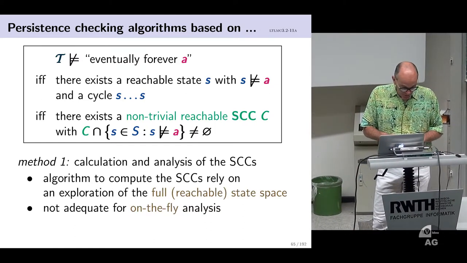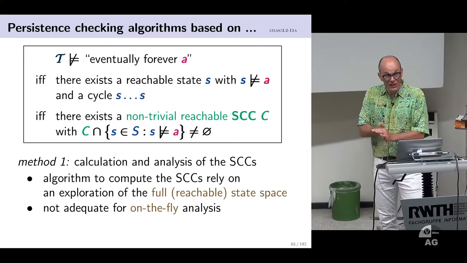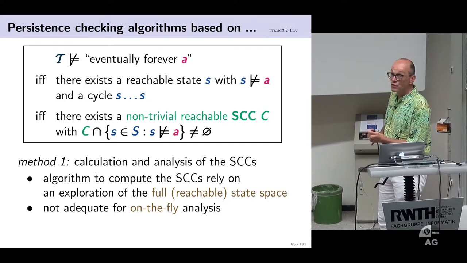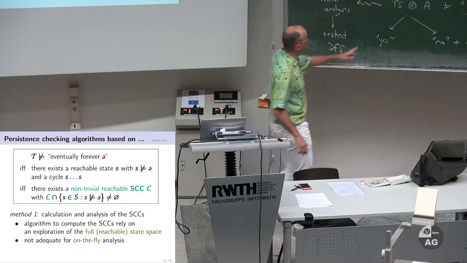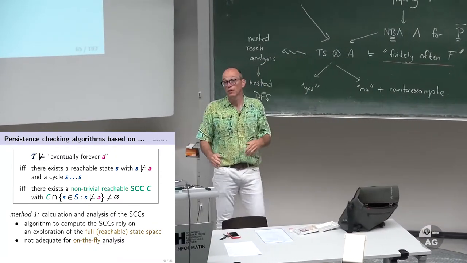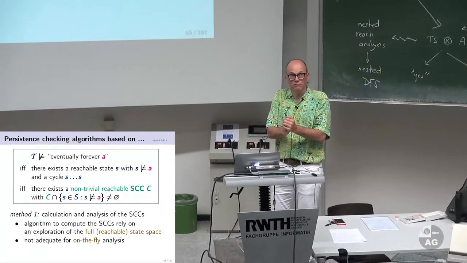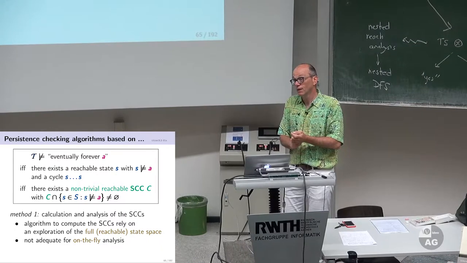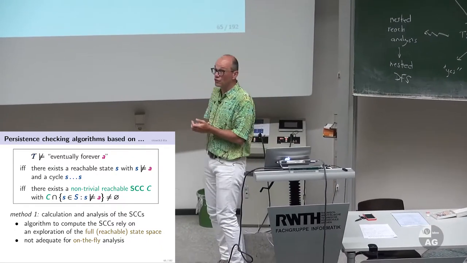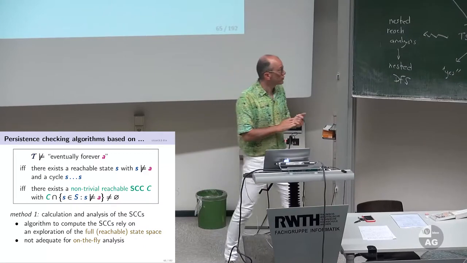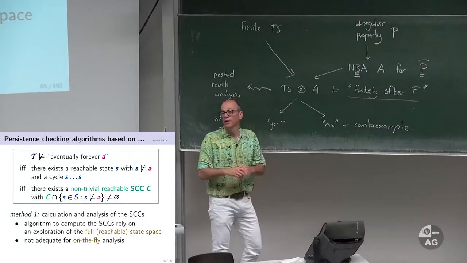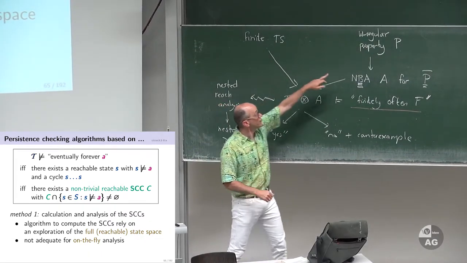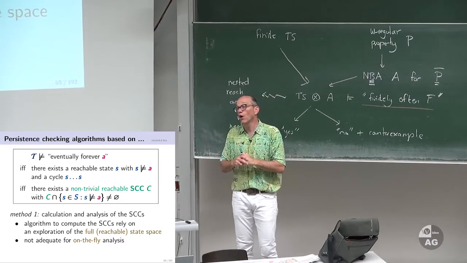Good. Now, this is conceptually easy to understand, I hope, because you can compute the strongly connected components. But what you typically need is the entire transition system, which means this product, at your disposal. You consider it as a directed graph, run your favorite algorithm to generate the strongly connected components, and you're done. The point is, however, this is not adequate for an on-the-fly analysis. Many model checkers don't want to generate this whole transition system at once. What you would like to do is gradually take TS, gradually take the automaton, and build this whole thing on the fly.